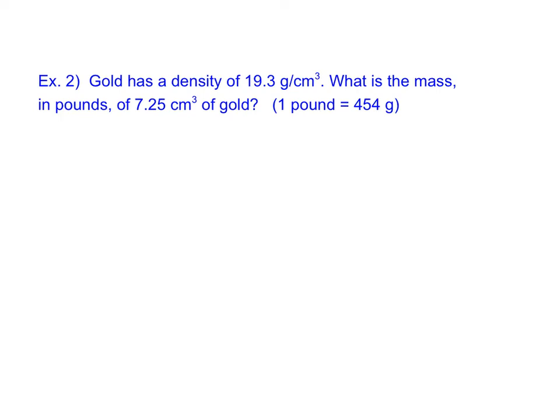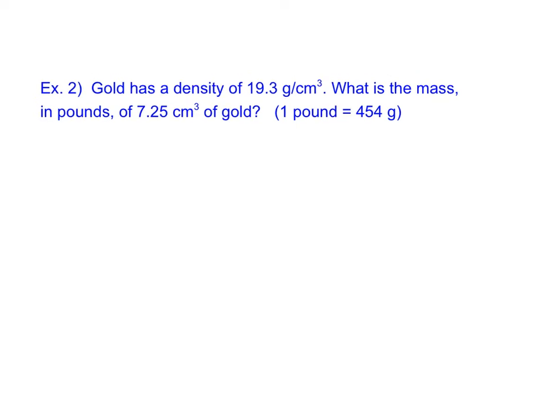So, example number 2, let's see, gold has a density of 19.3 grams per centimeter cubed, so we're given density. We're asked to find the mass in pounds of 7.25 centimeters cubed of gold. So in this case, we have density, so we need to think about density as a conversion factor. So that means if I have 19.3 grams of gold, it's going to occupy or equal 1 centimeter cubed of volume. So that density is going to be a way for us to convert between mass and volume.